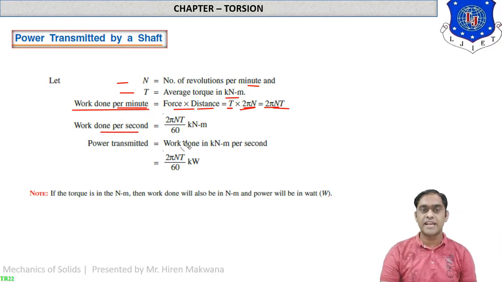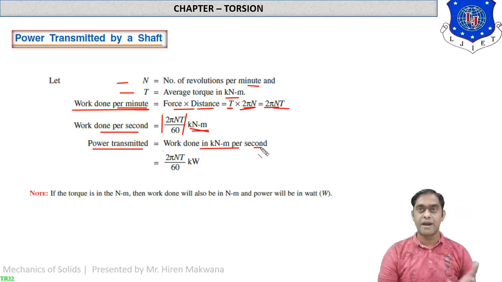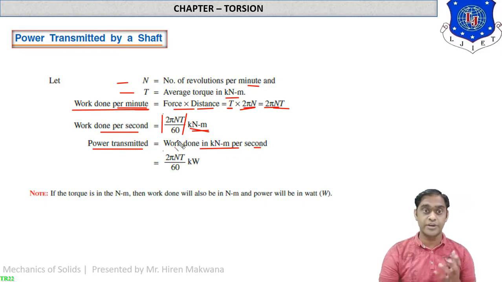Now what is work done per second? It is per minute, so per second the 60 will be divided for the remaining terms, 2 pi N T by 60 kilonewton into meter. So it is the work done in kilonewton into meter. But we want to find power transmitted. So work done in kilonewton meter per second is known as power transmitted. So this formula itself is the power transmitted by the shaft, 2 pi N T by 60, in kilowatt.